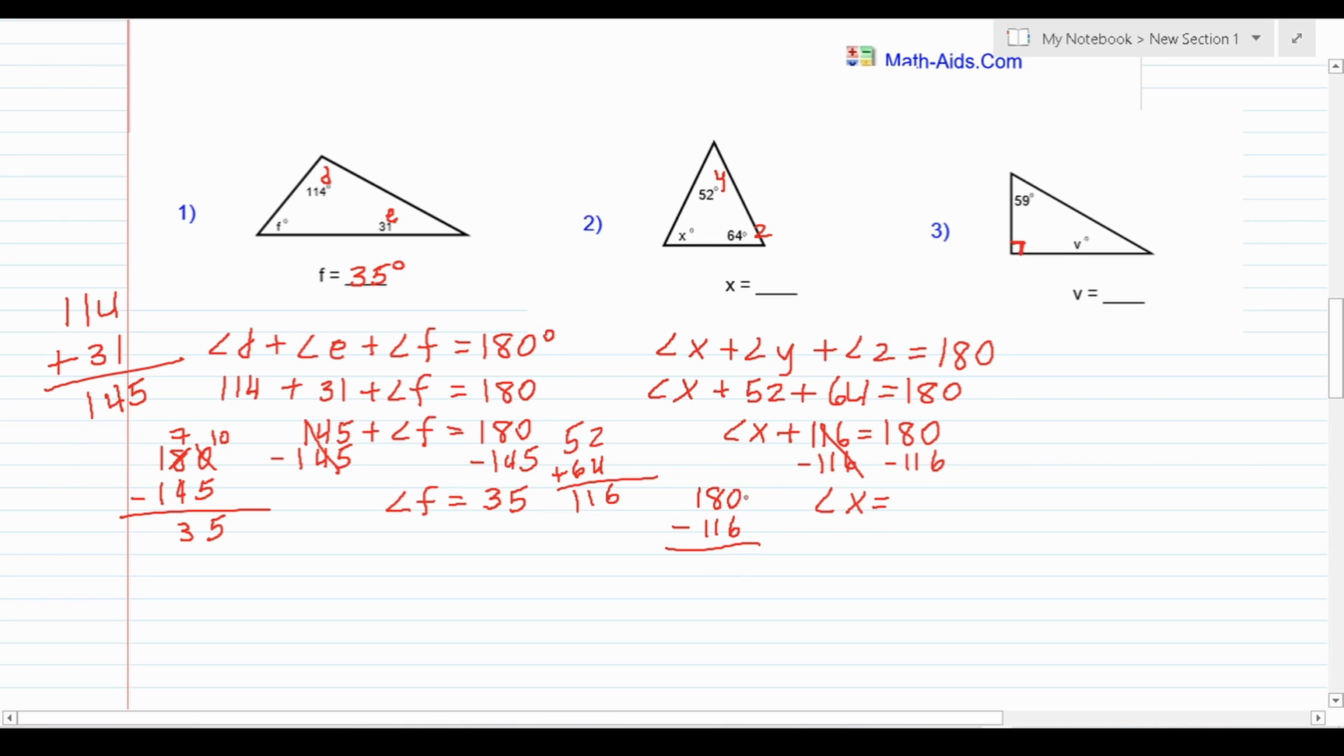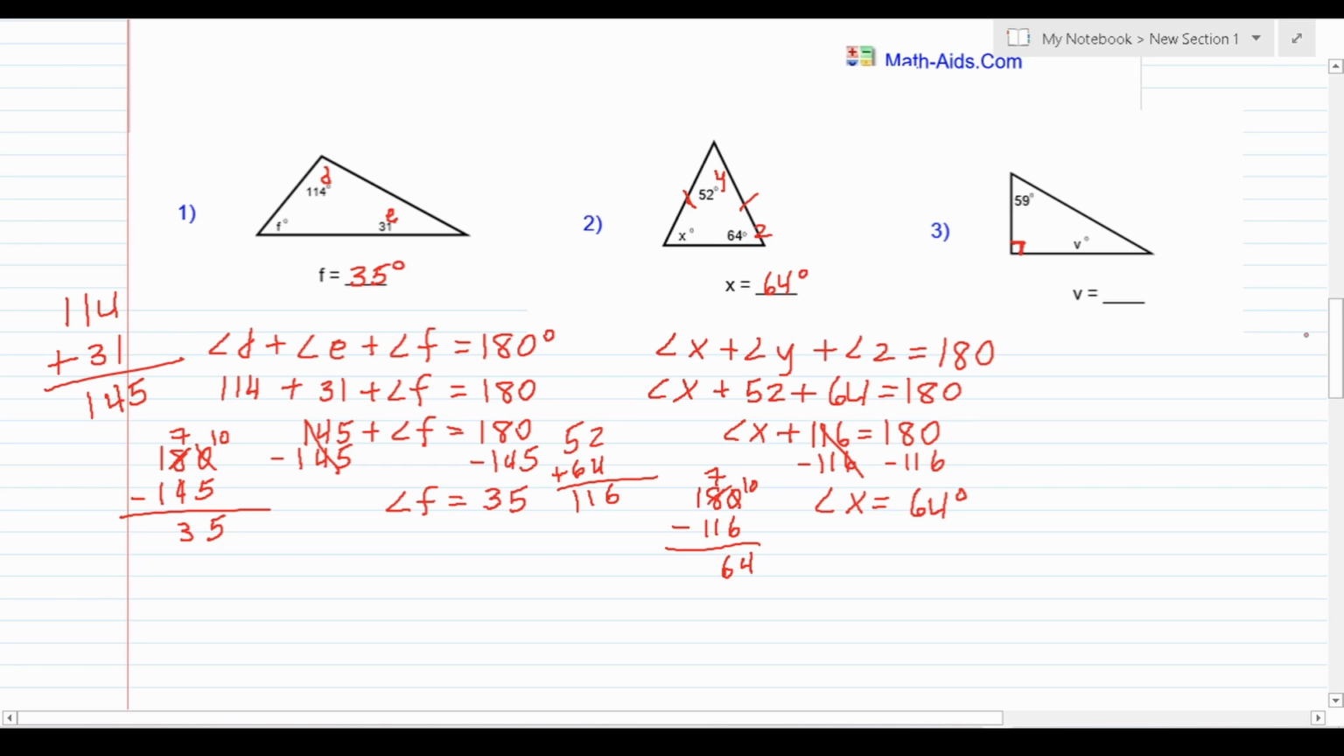0 minus 6 we can't do, we have to borrow. This becomes 7, this becomes 10. 10 minus 6 is going to be 4. 7 minus 1 is going to be 6. 1 minus 1 is 0. So we can see the measure of angle X in this case is going to be 64 degrees, which is right there. Okay, and we can see that this is in fact an isosceles triangle, and we'll talk about that in a later video.